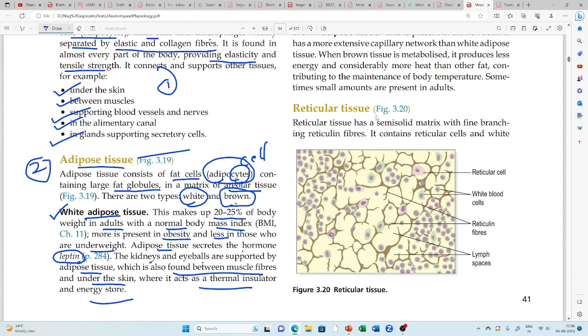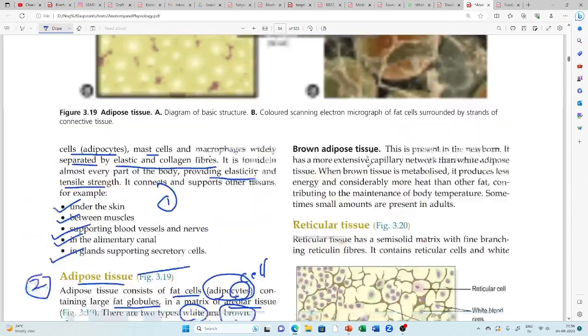This adipose tissue secretes a hormone called leptin. It is found in the kidney, eyeball, between muscle fibers, and under the skin, everywhere, and it has the function of a thermal insulator and energy store. This is about white adipose tissue.